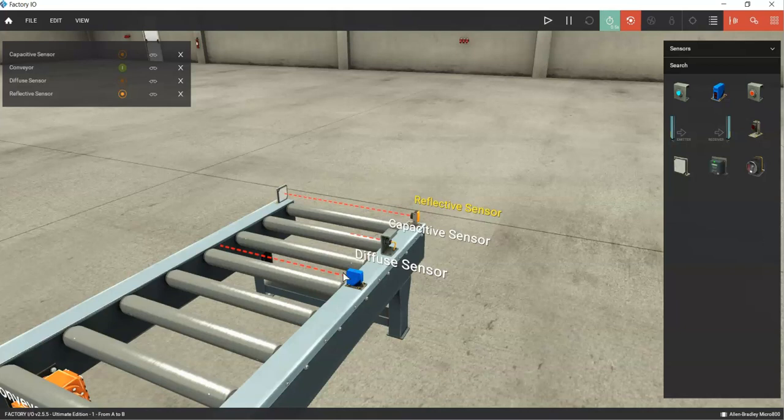So the diffuse sensor is nice in that we don't have to have a reflector, but we do have to consider the material that the sensor is bouncing the light off of. If the material isn't very reflective, then it may not properly sense that object.